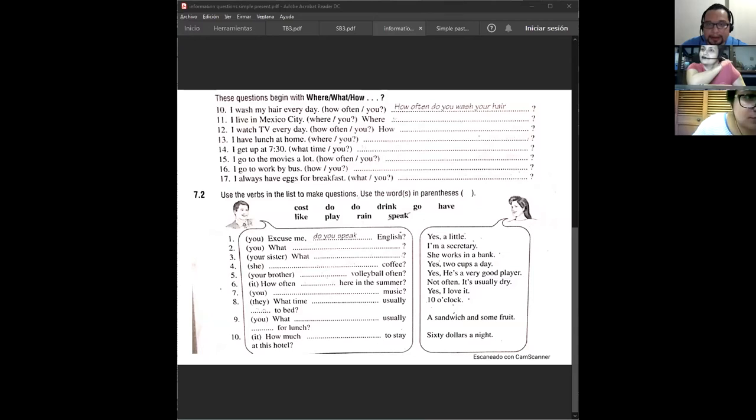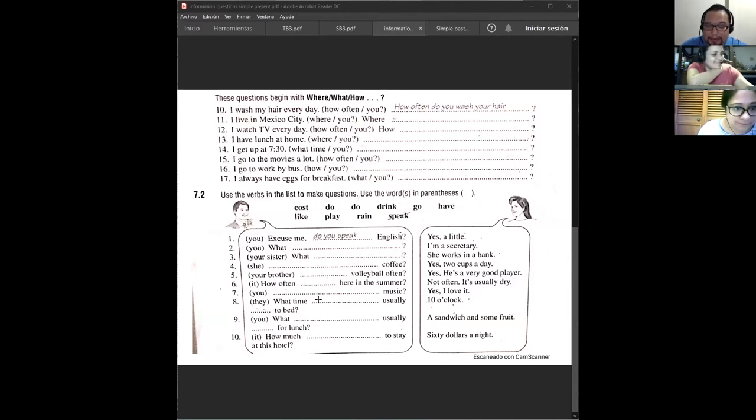Les voy a compartir para explicarles. ¿Puede ver la pantalla? Sí. Okay. We have what time? Do they? Aquí tenemos usually y aquí tenemos otro espacio. Entonces en este espacio iría el verbo. Que sería do. Go. Very good.